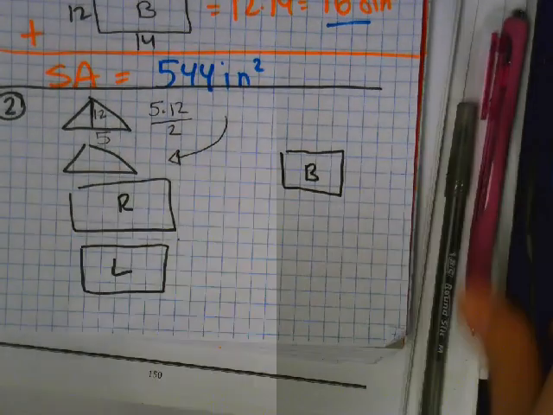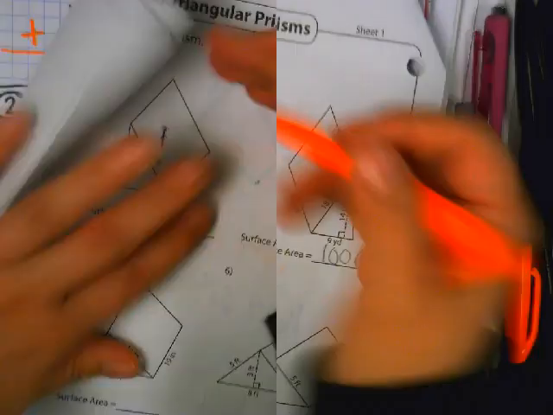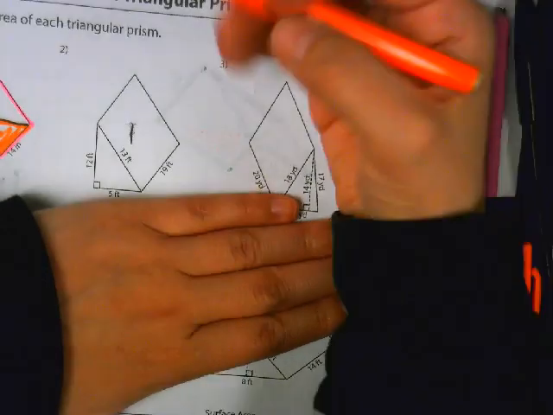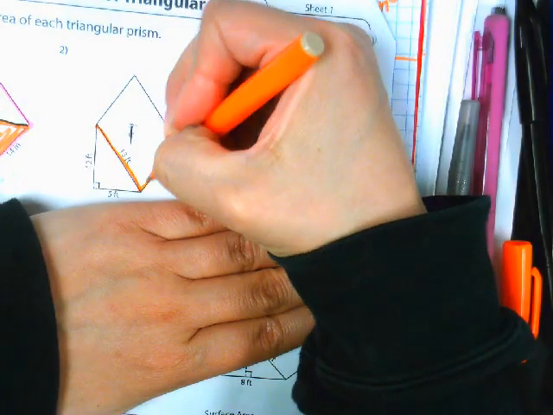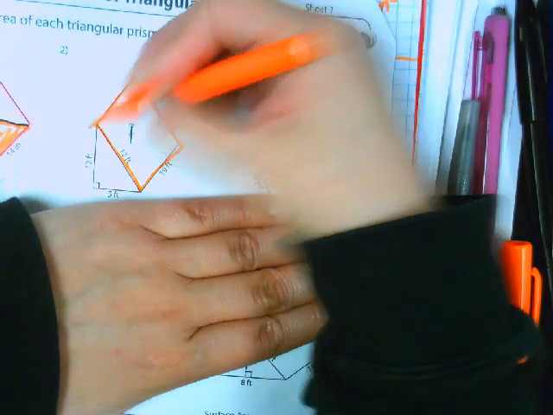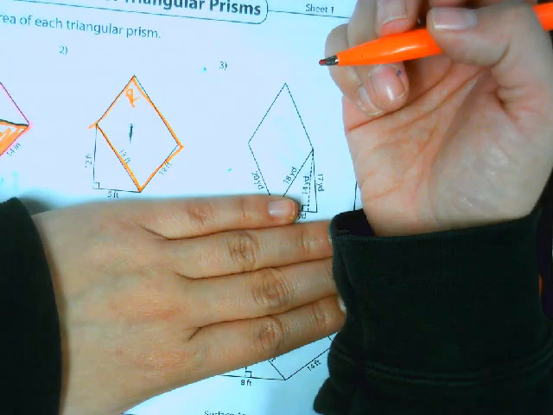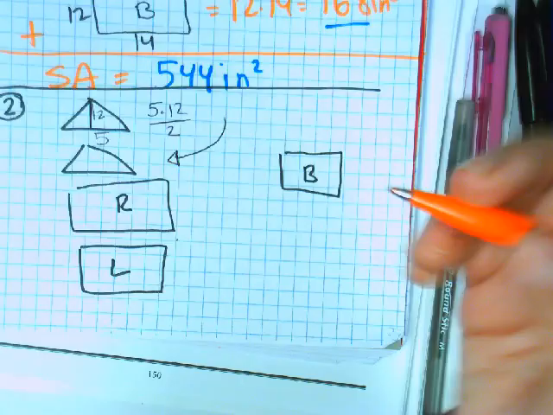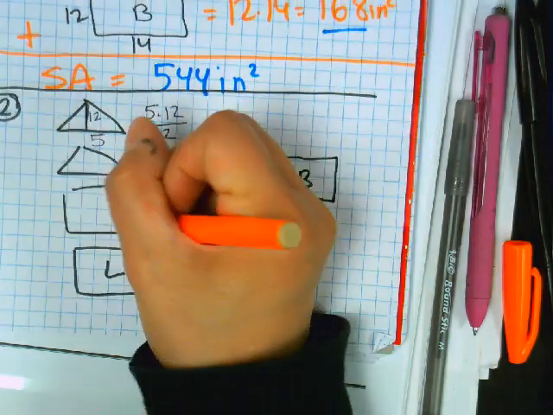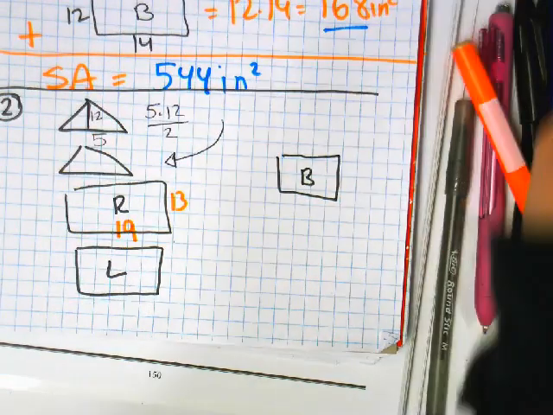Okay, so for the right, for this part right here, that's the right. What are my two numbers? 13 and 19. So use that. 13 and 19.